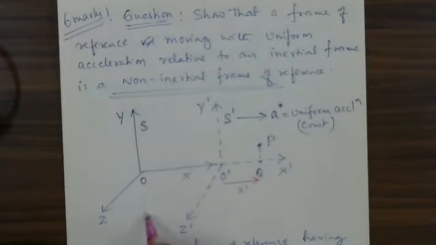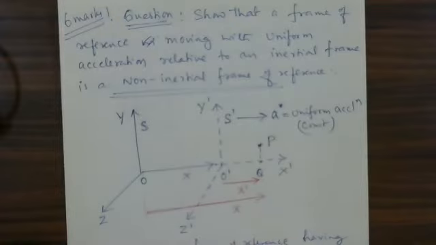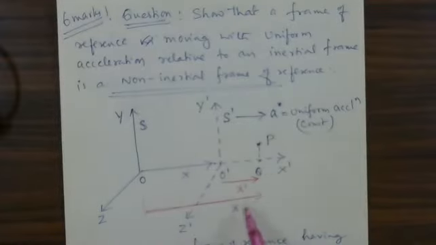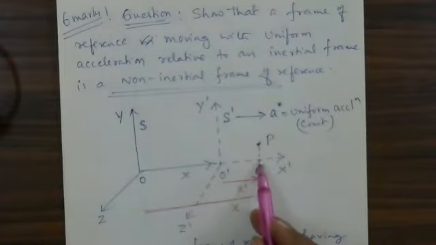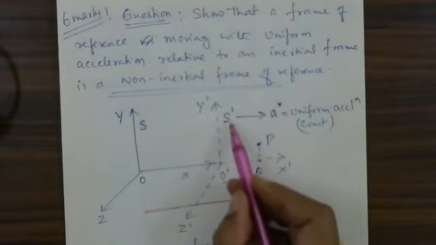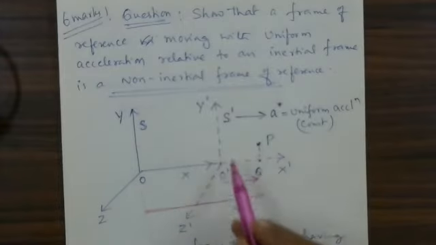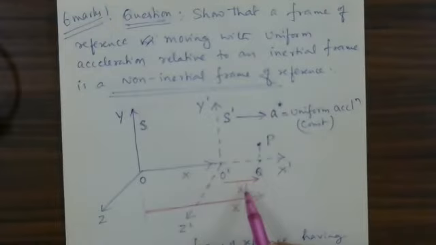OQ, from here to here, O to Q. The length O to Q is equal to X, because it is in the frame S. O dash Q is equal to X dash in the frame S dash. In the frame S dash, the length of O dash Q is equal to X dash.